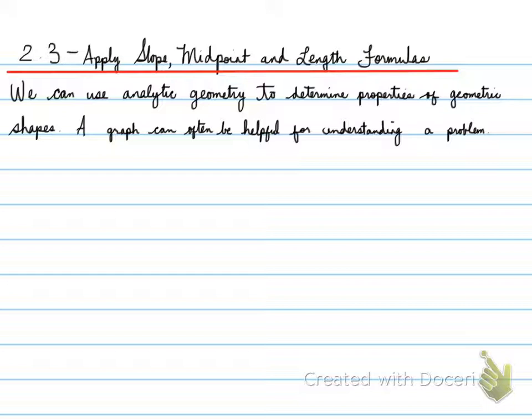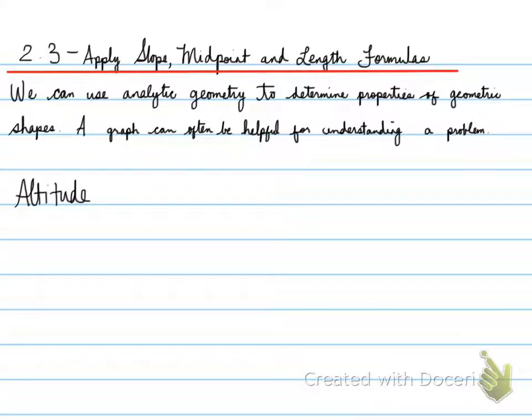So let's say we're looking at a geometric shape. We can use things like slope, midpoint, and length to answer questions about geometric shapes. Obviously, in order to see a geometric shape, we should have some sort of graph, and this graph is usually very helpful for us to understand the problem. So a graph is a good idea to always have.